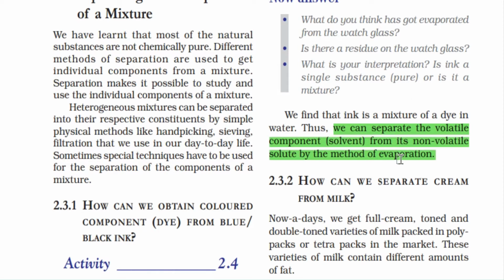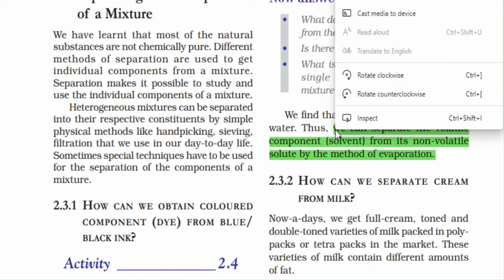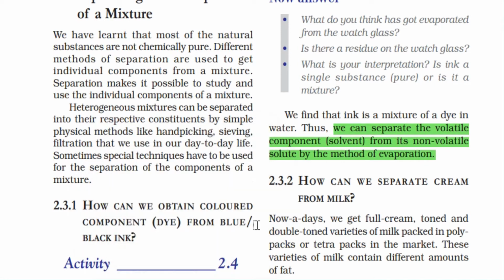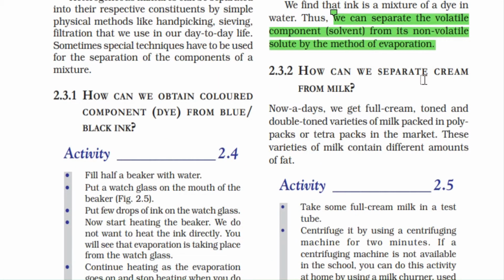There is a question you can write: what is the method of evaporation? So we can define it like this: we can separate the volatile component, the solvent, from its non-volatile solute by the method of evaporation. How can we separate cream from milk?